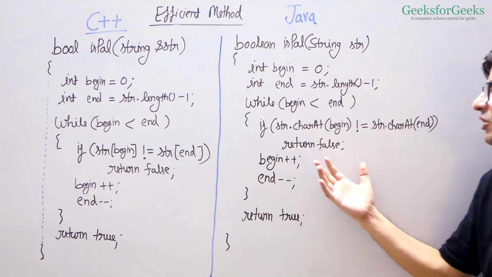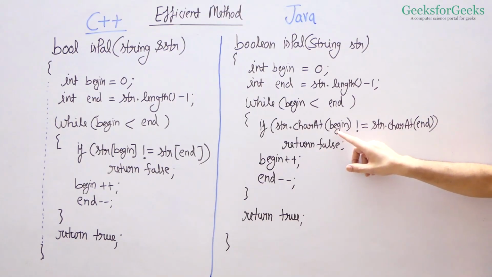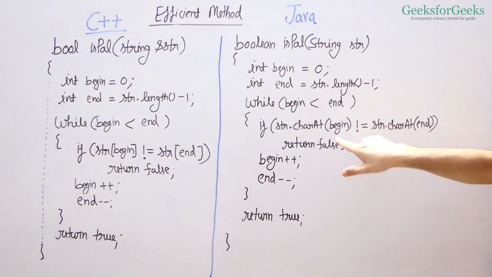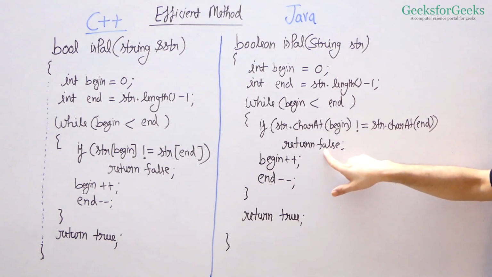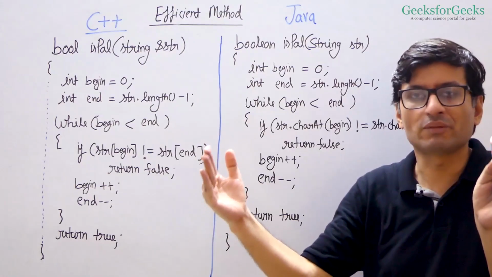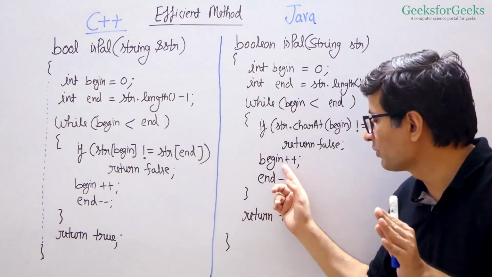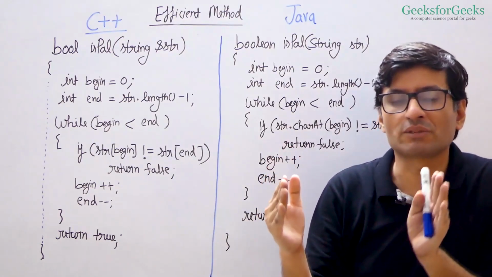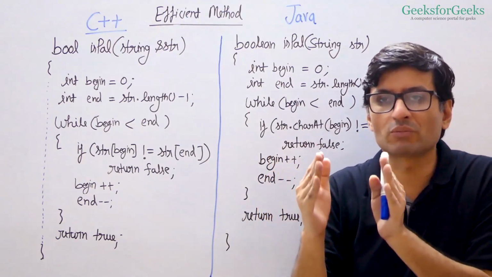Now what do we do inside the loop? We compare the character at the begin index and at the end index. If they are not the same, then we return false immediately. So we start traversing from both the ends. If they are not the same, we return false. If same, then move ahead. To move ahead, we do begin++ and end--. And we again compare. If they are not the same, then return false. If same, then move ahead, move ahead, move ahead.